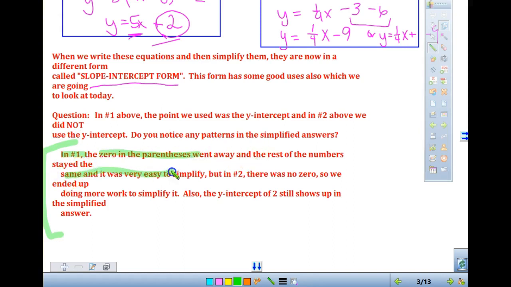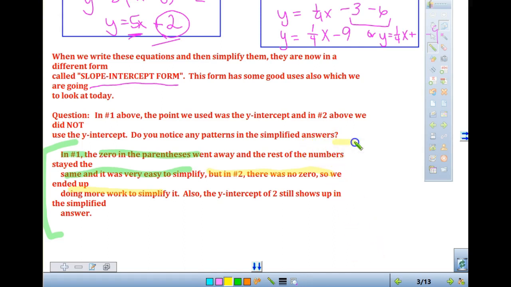It's easy to simplify, right? We just had 5x plus 2. That is slope-intercept form. That second equation, number 2, there was no 0, so we had to do a little more work to simplify. What's nice is if they give you the y-intercept as a point, you don't have to do much work to simplify it. The y-intercept is going to be right in that equation, okay?